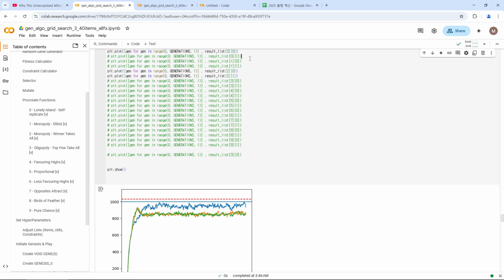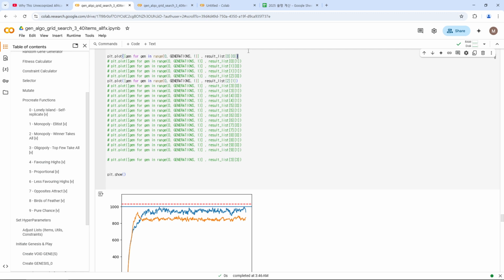However, if we compare that to the monopoly elitist, the peak isn't as high, and the plateau level is slightly lower. So that's that. Let's leave these.